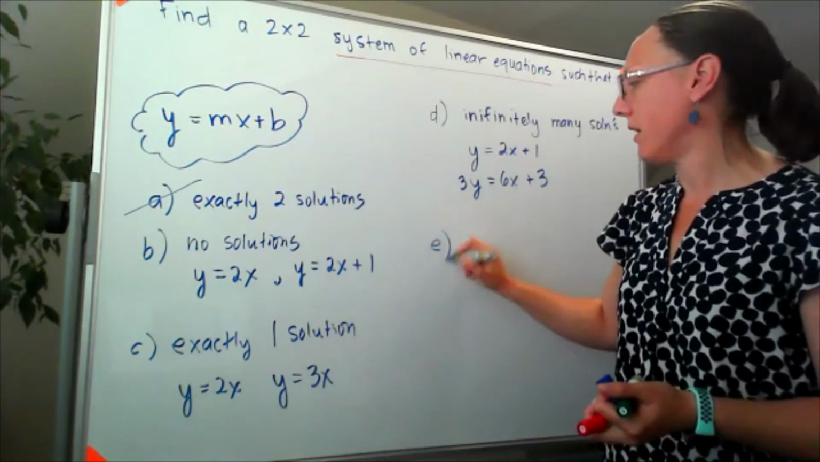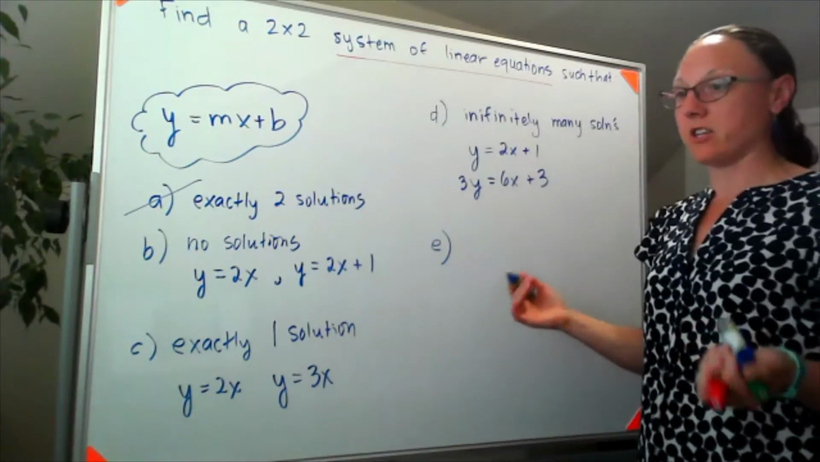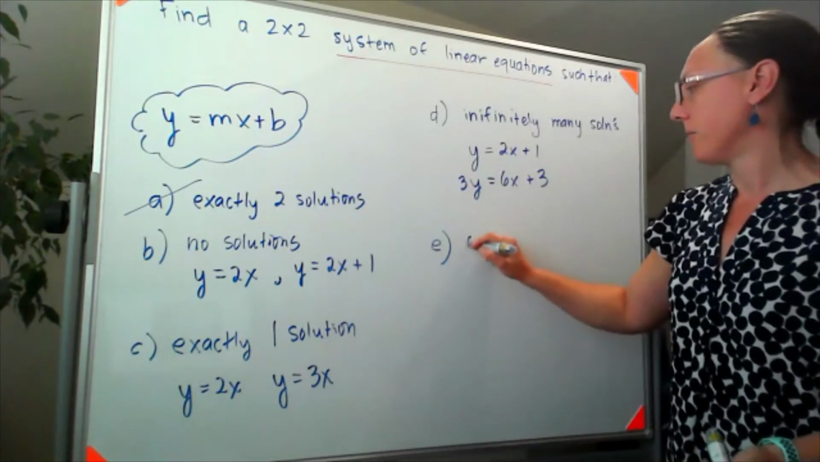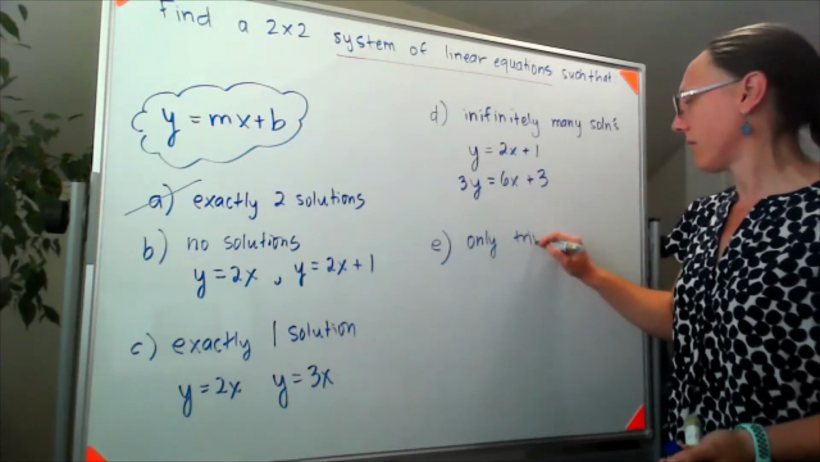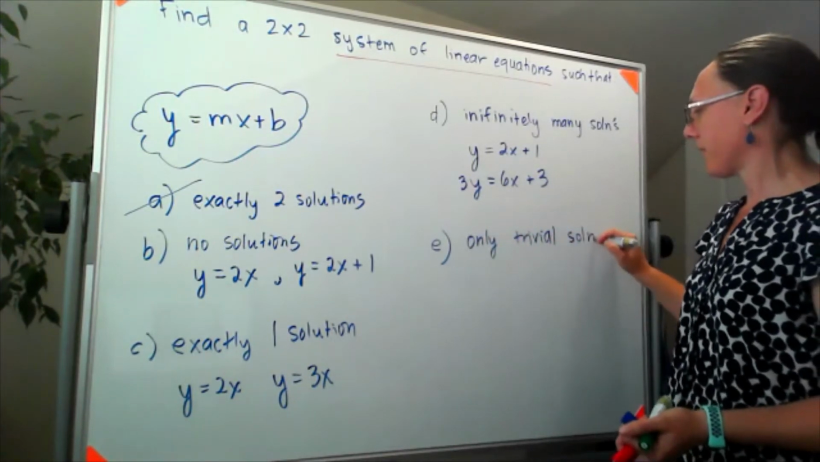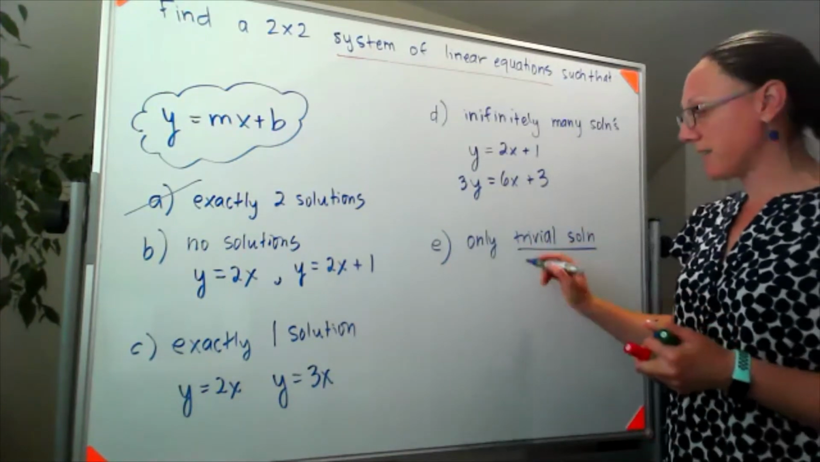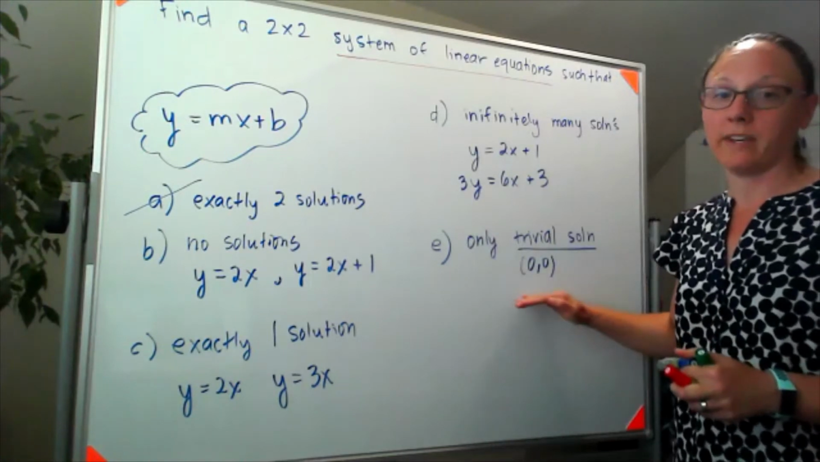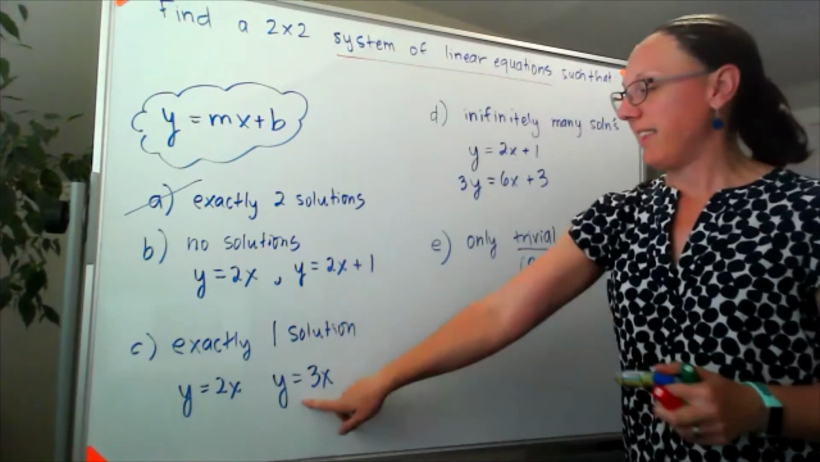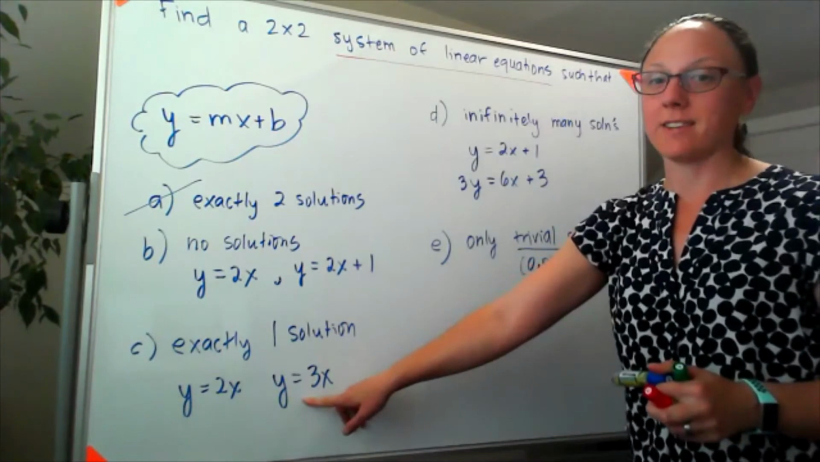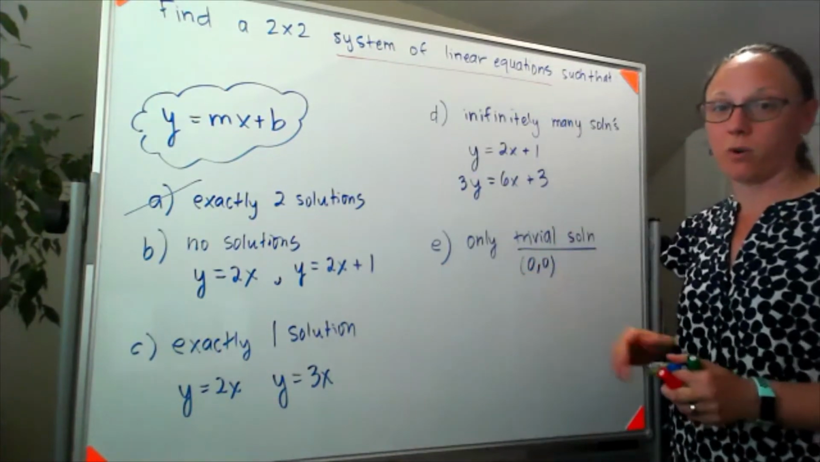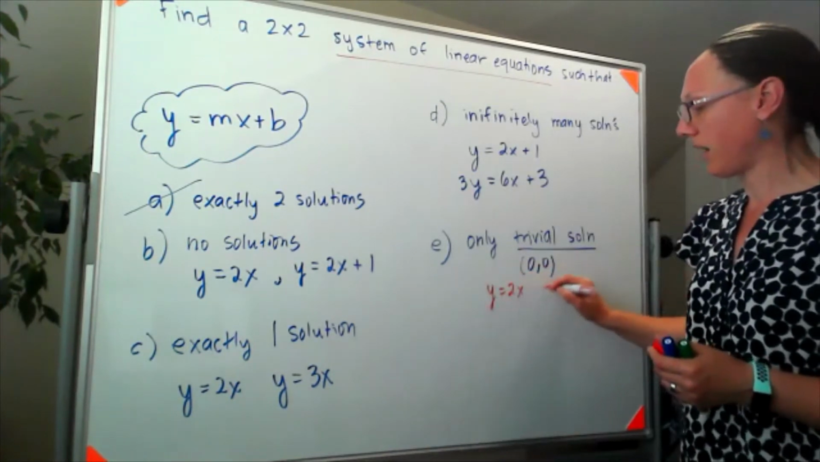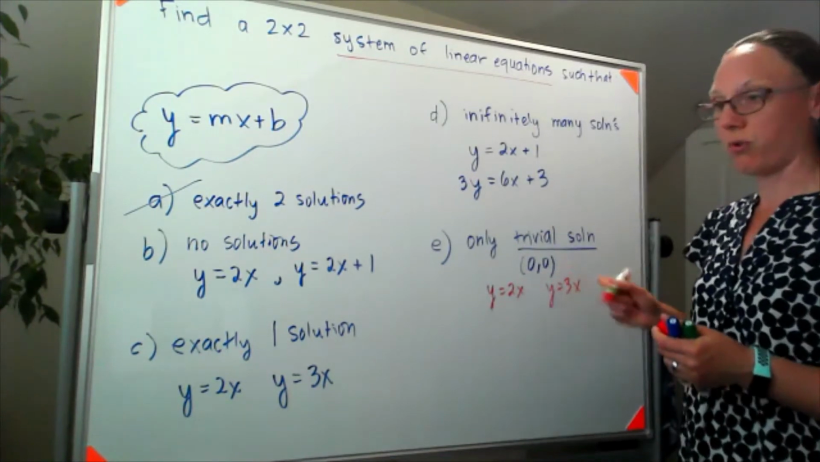Now, E has asked us to find two systems that have only the trivial solution. And that trivial solution means the point 0, 0. So I'm looking for two lines that both go through the point 0, 0. And it turns out that my example for exactly one solution can also work for only the trivial solution, because y equals 2x and y equals 3x both go through the origin.